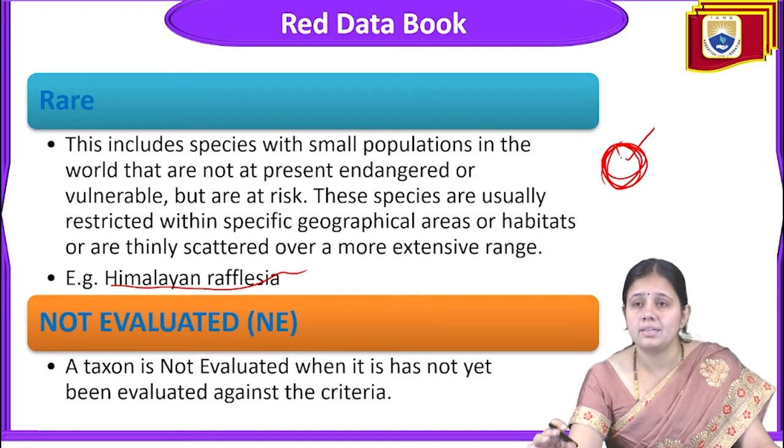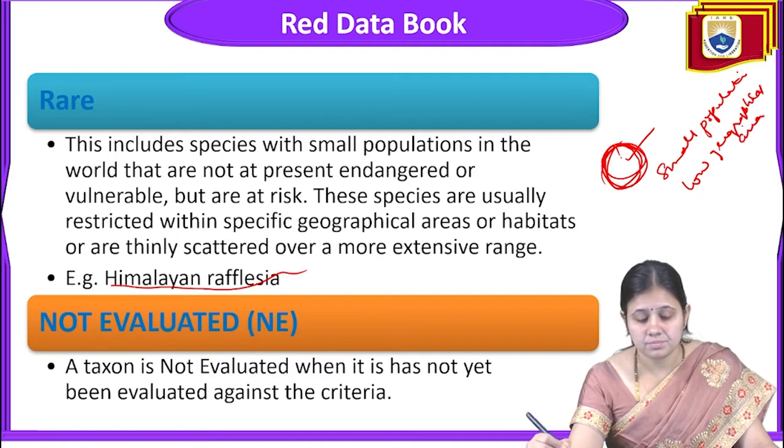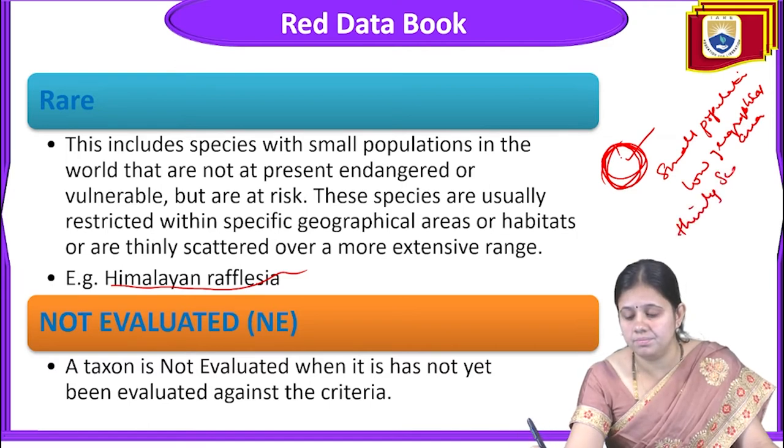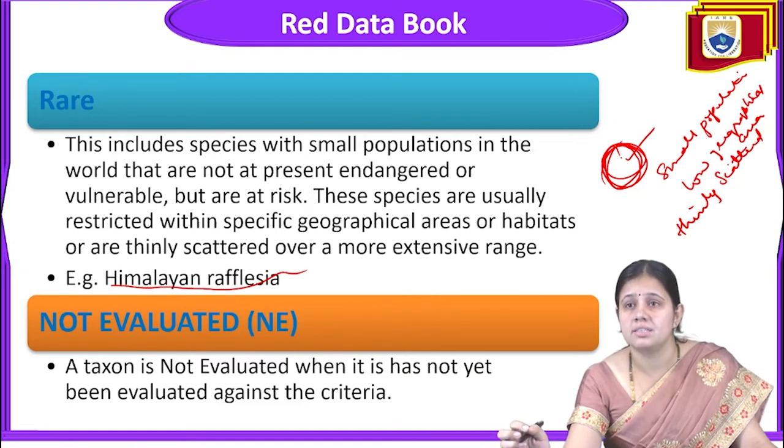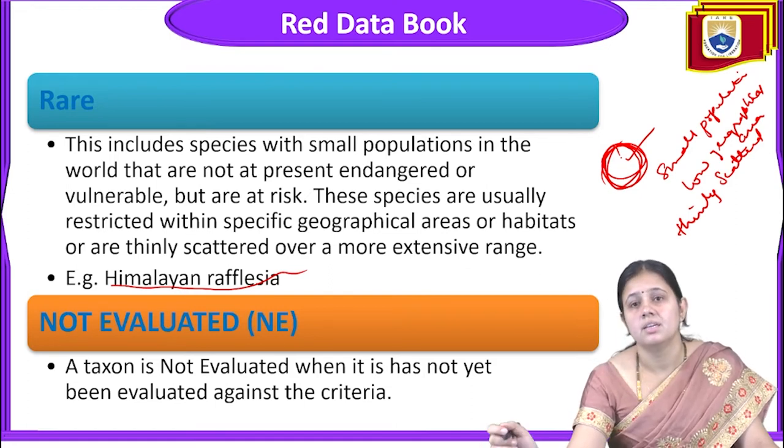It has a very small population, a small geographical area, and is restricted to a specific geographical area, and thinly scattered over a more extensive range. So this is called a rare species. And now we come to not evaluated, means those taxa which have not yet been evaluated against these criteria.